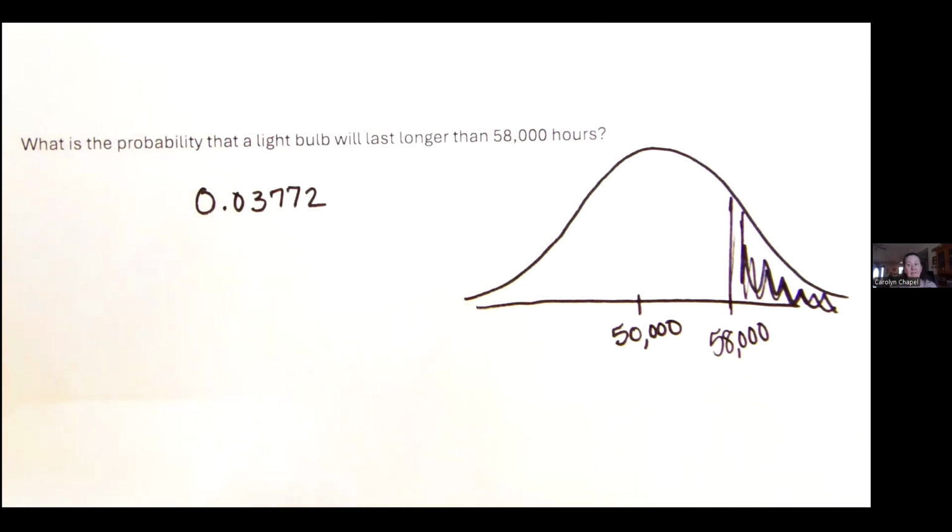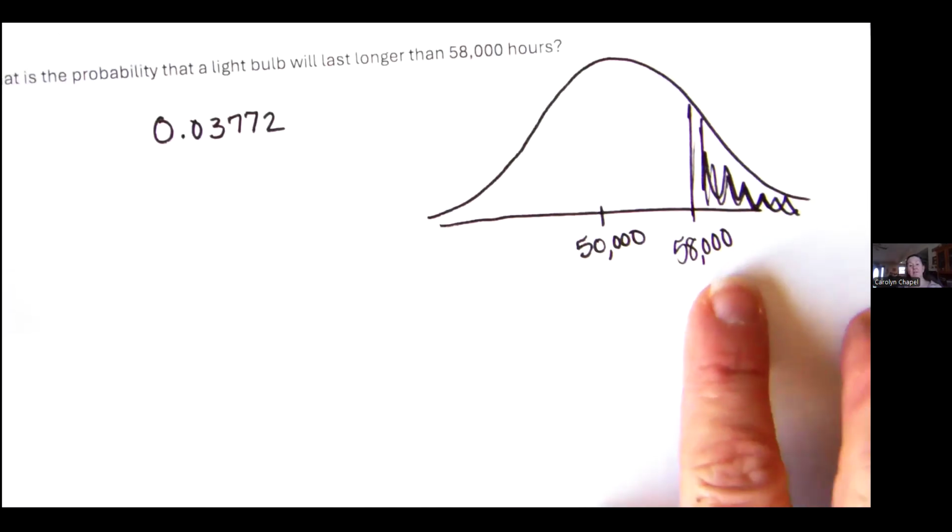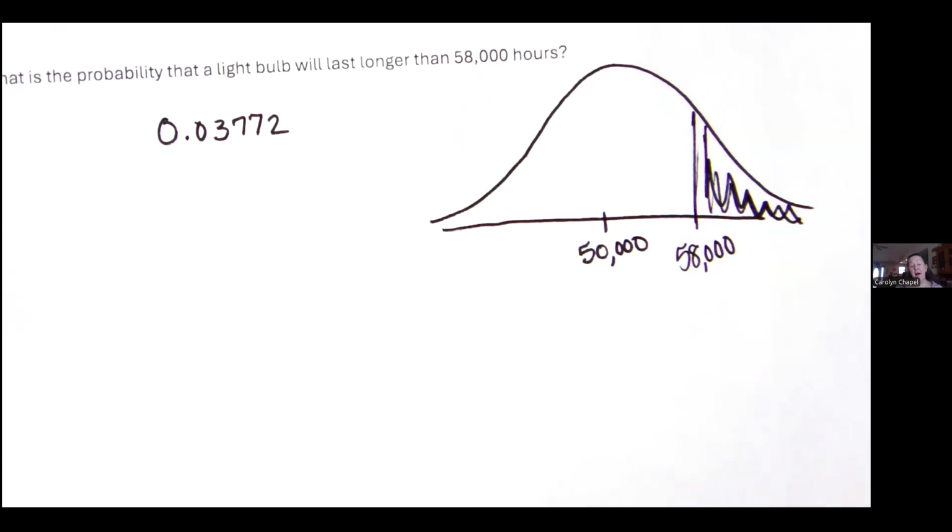In the past, and it wasn't all that long ago, technology is really a new thing when it comes to statistics. People were using tables, so these problems took a lot longer to do because you would need to find the z-score for this and then look it up on a table and then possibly manipulate it depending on what the table gave you.